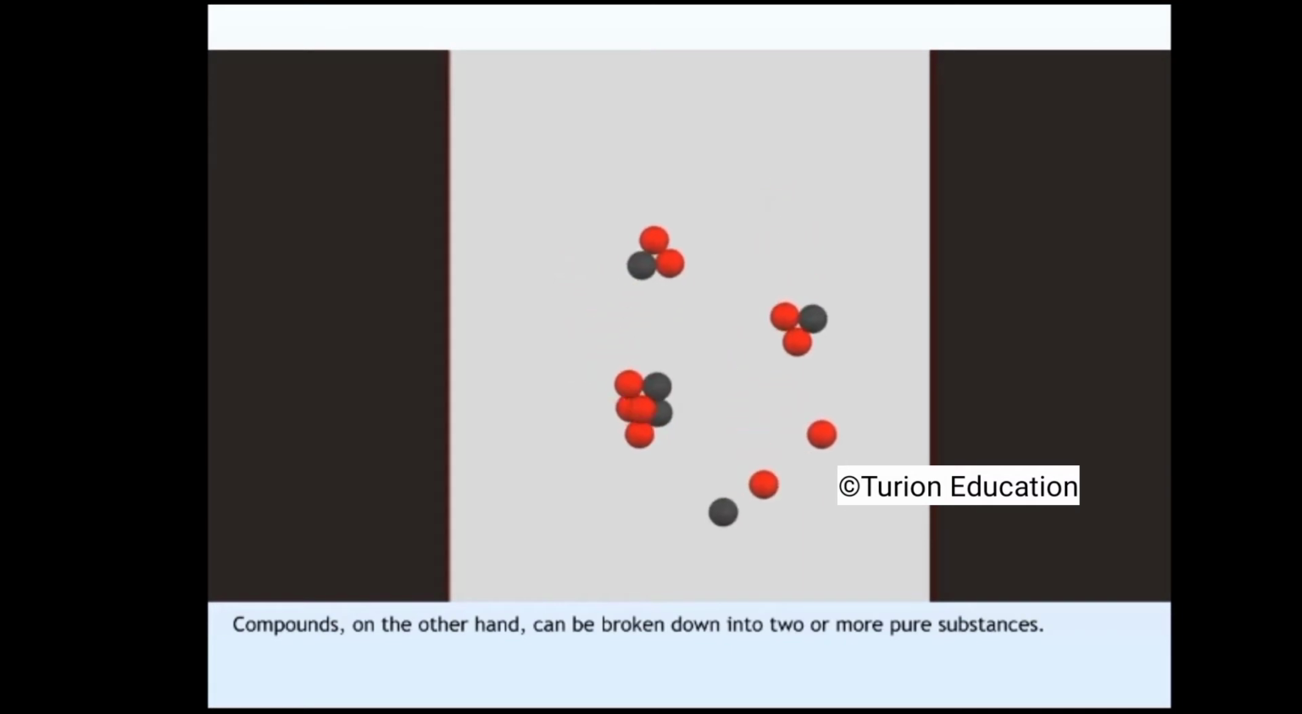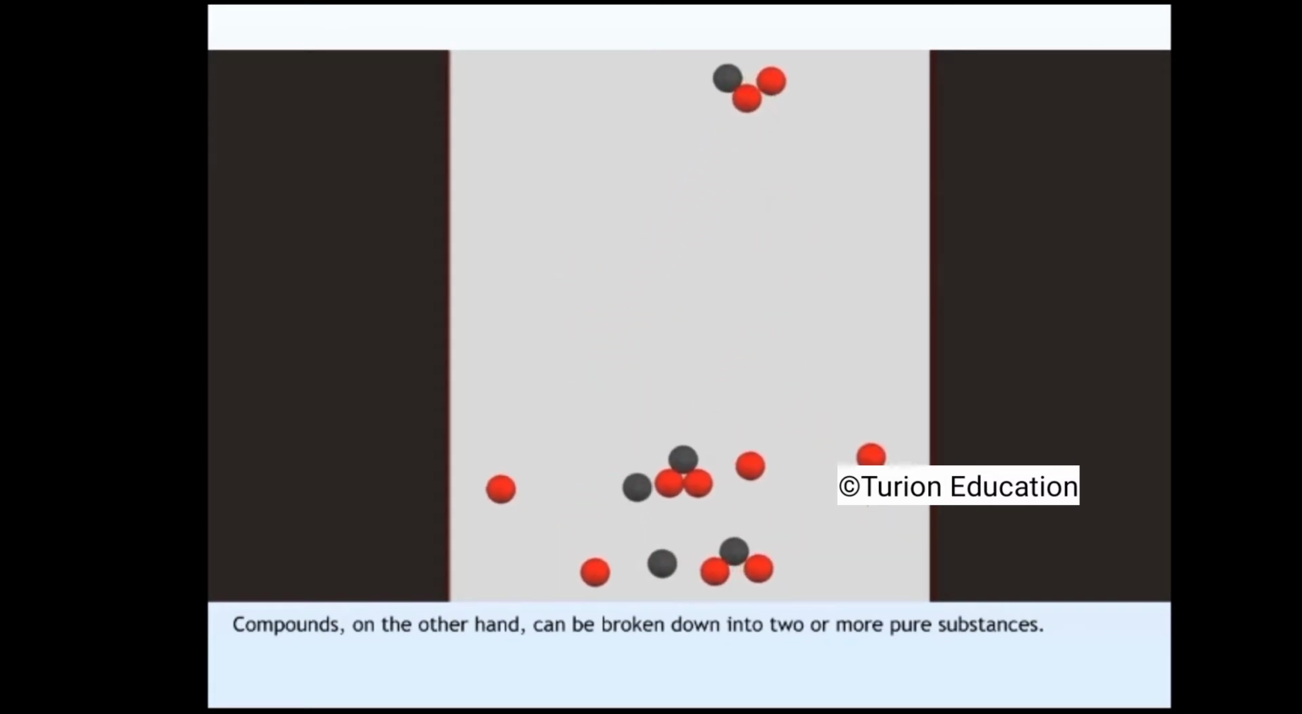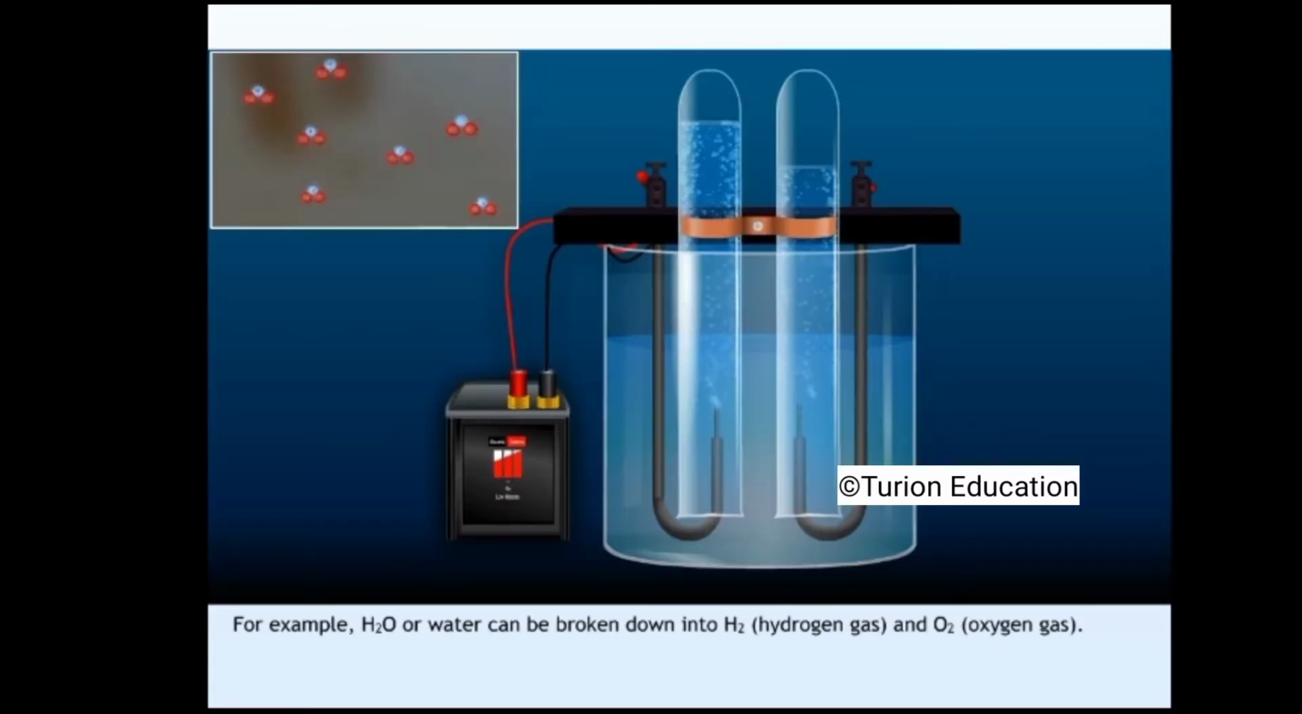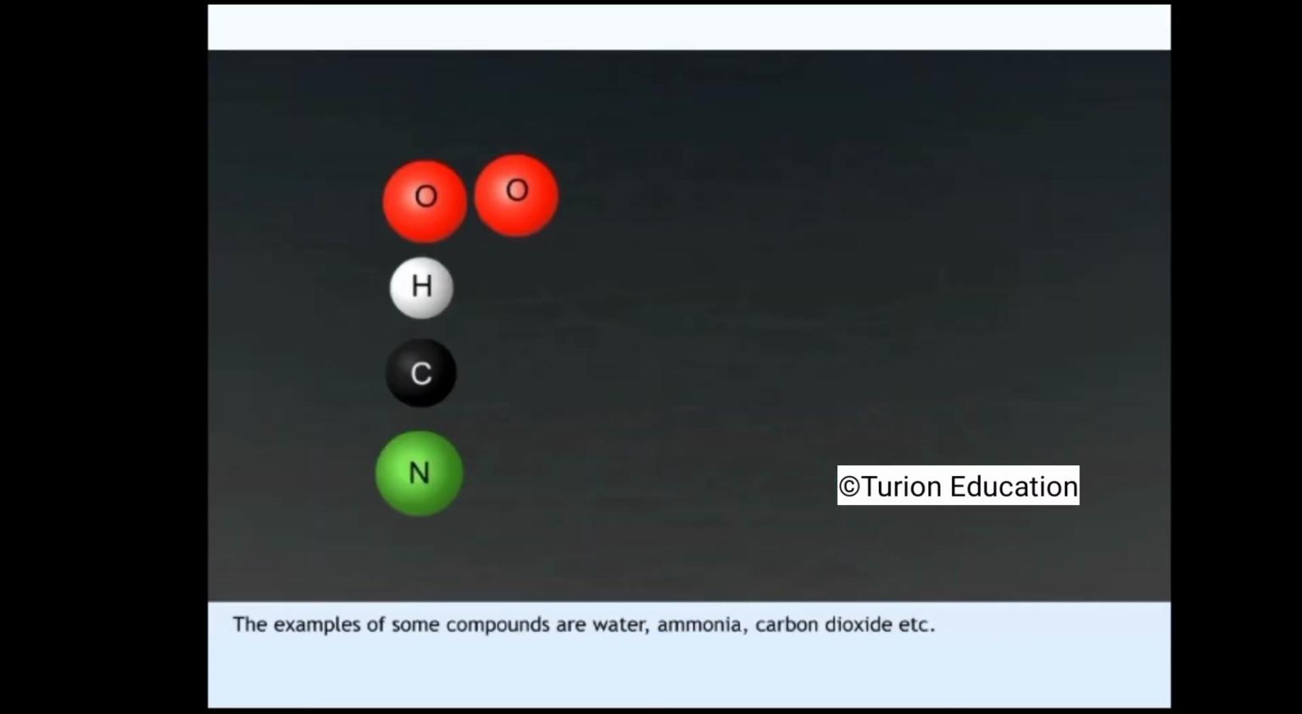Compounds, on the other hand, can be broken down into 2 or more pure substances. For example, H2O or water can be broken down into H2, hydrogen gas, and O2, oxygen gas. The examples of some compounds are water, ammonia, carbon dioxide, etc.